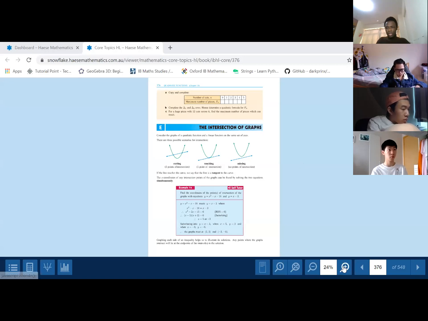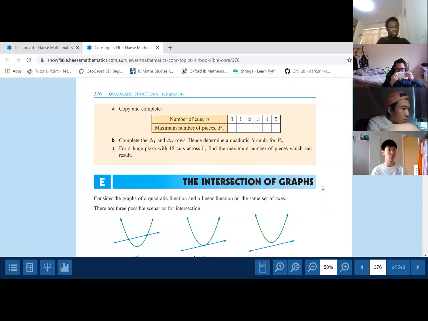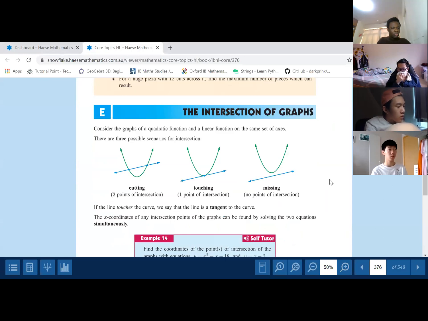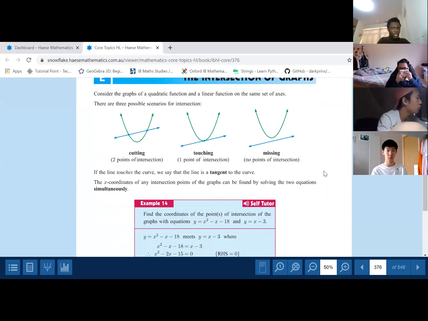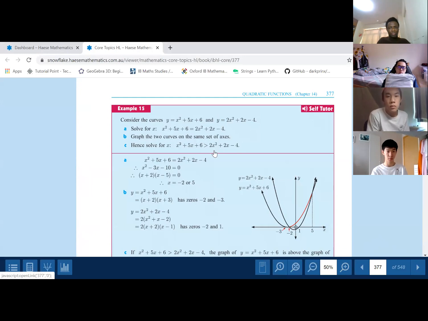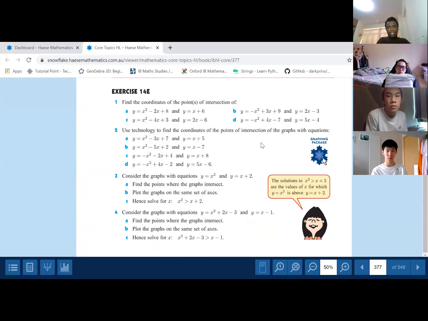Okay. So intersecting graph is not new to us. It's simultaneous equation. Okay, when two graphs intersect, you solve the equation simultaneously. Do we remember that? Okay, so before we begin, can I ask you to attempt question 1A?